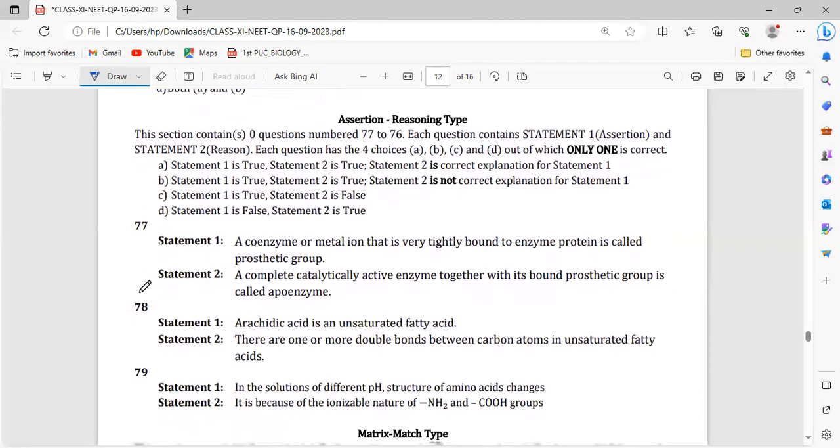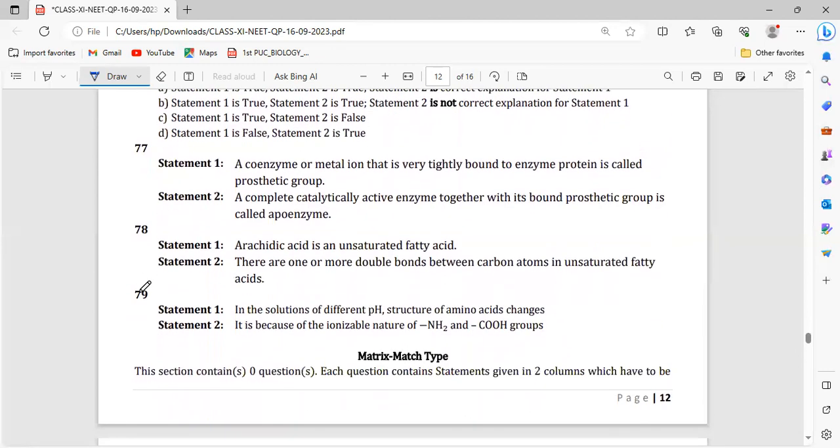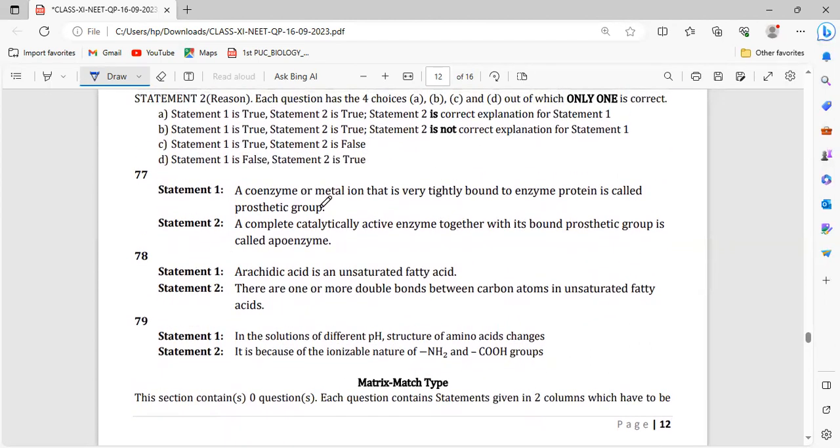So here assertion and reasoning type. 77. Coenzyme or metal ion that is very tightly bound to enzyme protein is called prosthetic group. This is correct. Statement 2. Complete catalytically active enzyme together with its bound prosthetic group is called apoenzyme. It's not apoenzyme, it is holoenzyme. So it is wrong. So for 77, it should be option C.